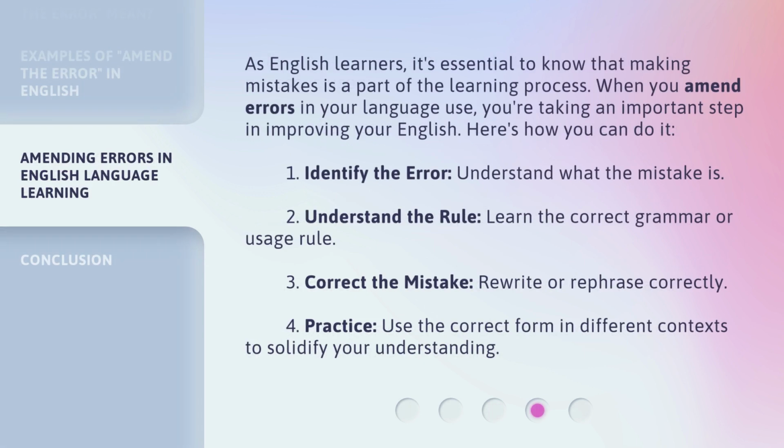As English learners, it's essential to know that making mistakes is a part of the learning process. When you amend errors in your language use, you're taking an important step in improving your English. Here's how you can do it. 1. Identify the error. Understand what the mistake is. 2. Understand the rule. Learn the correct grammar or usage rule. 3. Correct the mistake. Rewrite or rephrase correctly. 4. Practice. Use the correct form in different contexts to solidify your understanding.